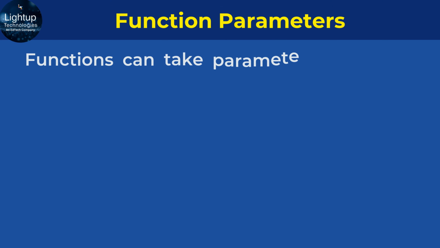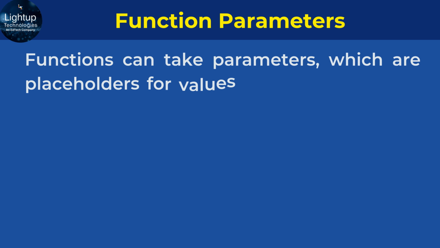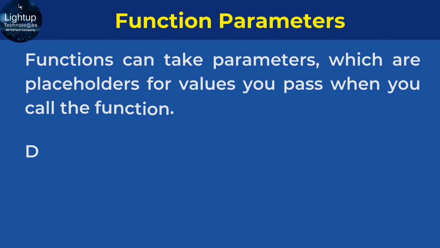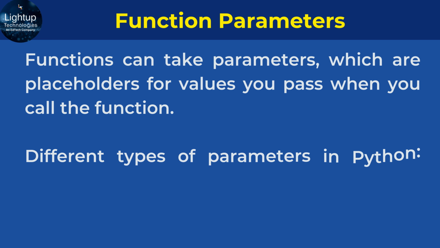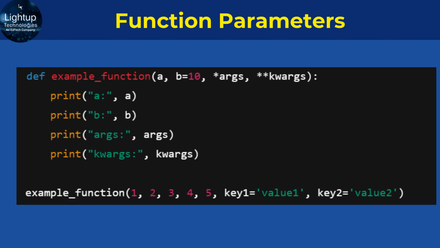Functions can take parameters, which are placeholders for values you pass when you call the function. Let's explore different types of parameters in Python: positional, default, variable-length, and keyword arguments. In this example, a is a positional parameter, b is a default parameter, args collects extra positional arguments, and kwargs collects keyword arguments.